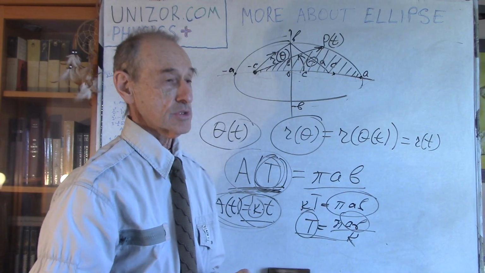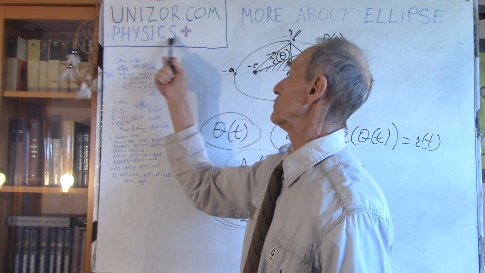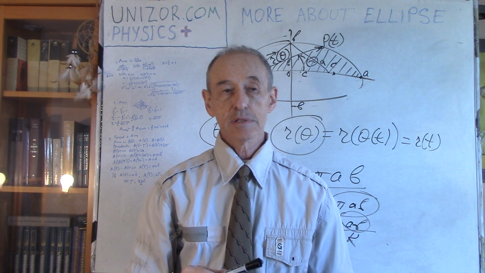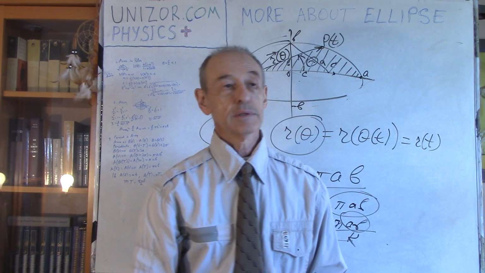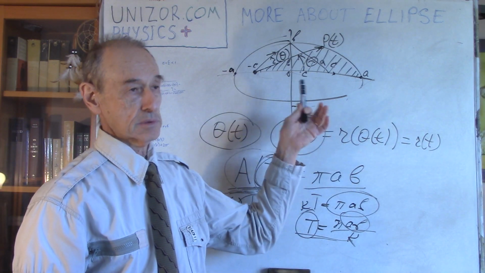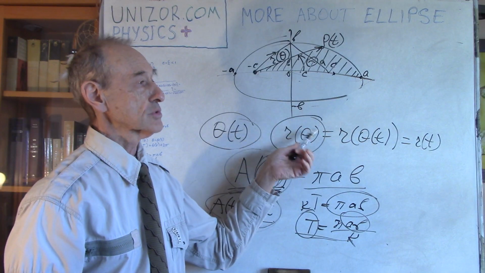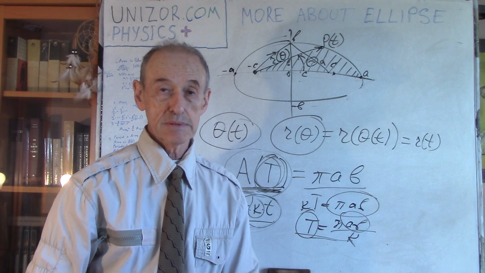Okay, I do suggest you to read notes for this particular lecture. So you go to unizor.com, go to Physics Plus for all, and this is part which is called Laws of Newton, and in there I have a lot about different things about, for instance, curves of the second order, and also this particular lecture is more on ellipses. Okay, that's it.